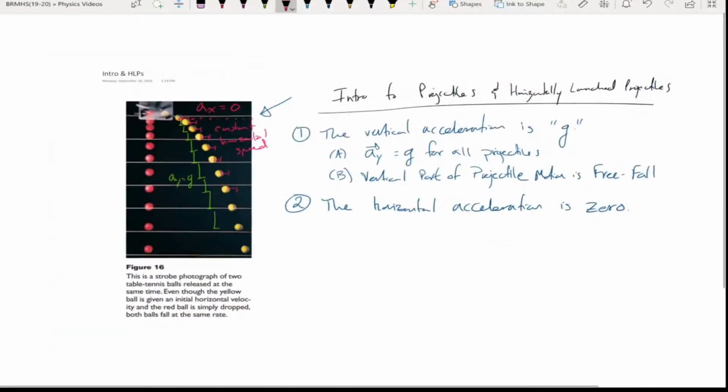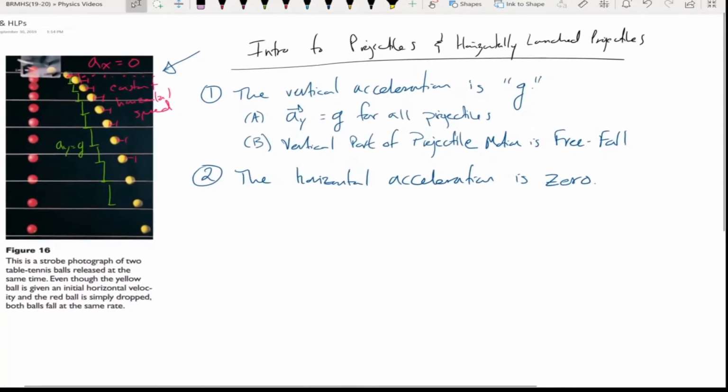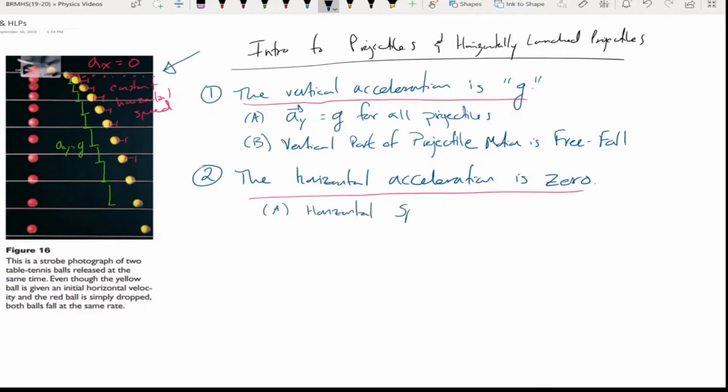All right, so these are the two most important things. Vertical acceleration for our projectiles is little g, so that motion is just free fall. The horizontal acceleration is 0. So what else could we say about that? Horizontal speed is constant. Or you could say horizontal velocity is constant too.